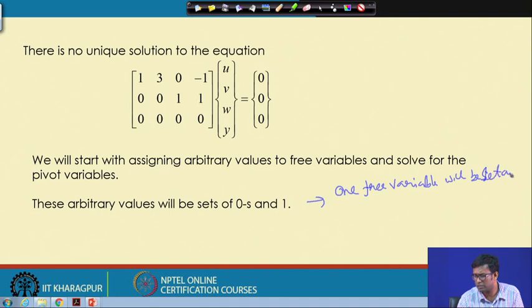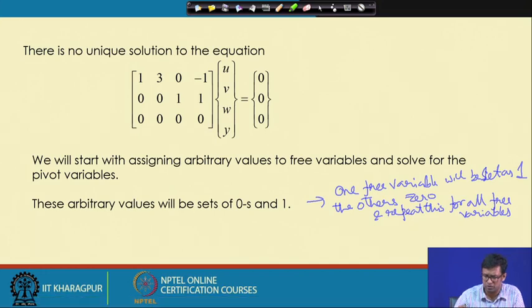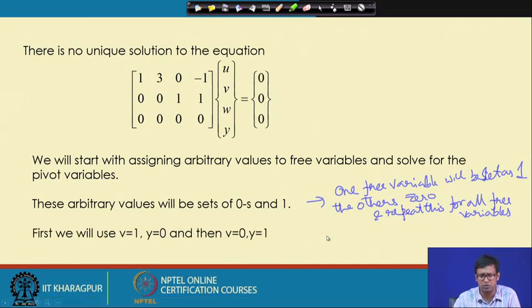that is, one free variable is set as 1, the others 0, and repeat this for all free variables: set one of them 1 and the others 0, now set another 1 and the remaining 0, and repeat it for all free variables and get different null space solutions. So, first we will use v is equal to 1 and y is equal to 0, and then we will use v is equal to 0 and y is equal to 1 and get two null space solutions.